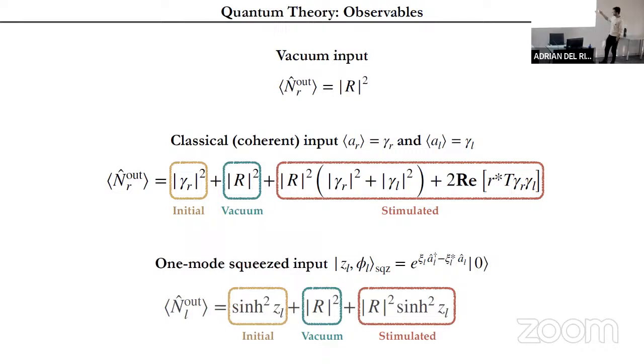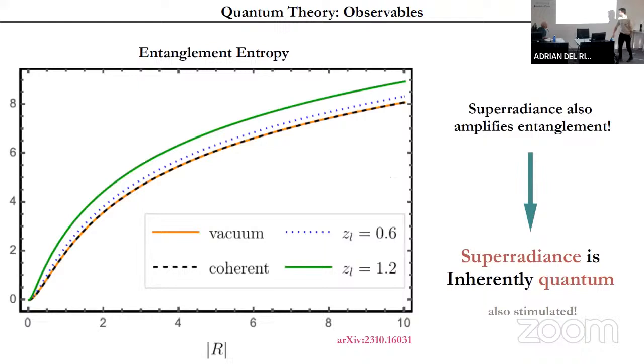Okay, so another more interesting observable would be the entanglement entropy for the outgoing modes. We see that there is non-trivial entanglement entropy for the three states considered. Classical coherent states and vacuum have the same amount of entanglement. Entropy is a quantifier for pure states, so in this case you can see this graph as the amount of entanglement produced. We see that both vacuum and coherent produce the same amount. The production for classical states, you can understand as production from the spontaneous effect, but there is still production, which means that the process is not a classical process because it's producing entanglement, right? So we conclude that superradiance is an inherently quantum phenomenon. Whether it's stimulated or spontaneous, it's always a quantum phenomenon.